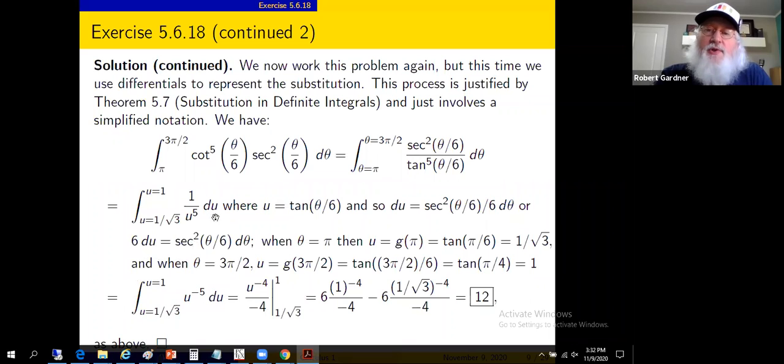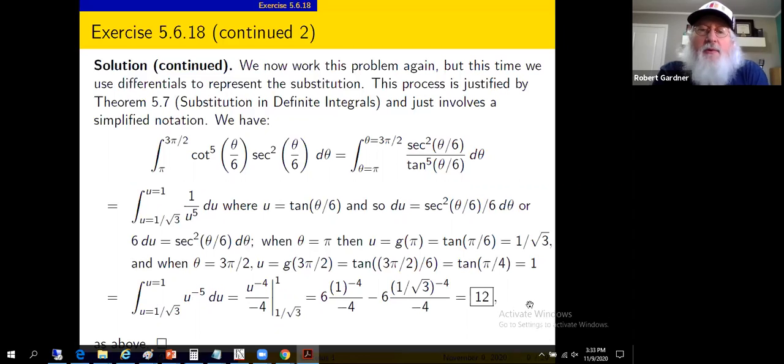Making the substitution for this numerator, we get a 6 du. So yes, I dropped a 6 there and there. I'll edit that in the notes. And we do the arithmetic and we get 12 again. So I got away with it by getting the correct answer, but I have dropped a couple of 6s there.